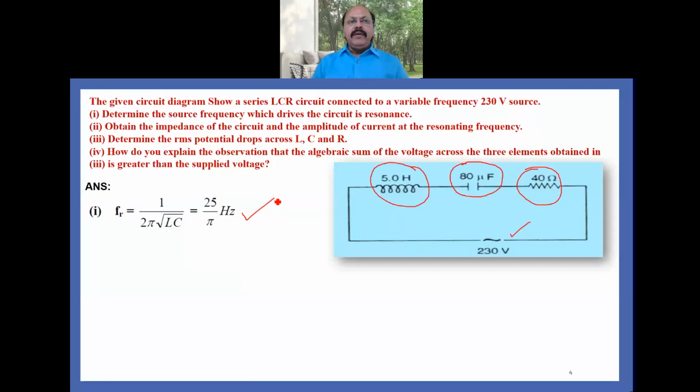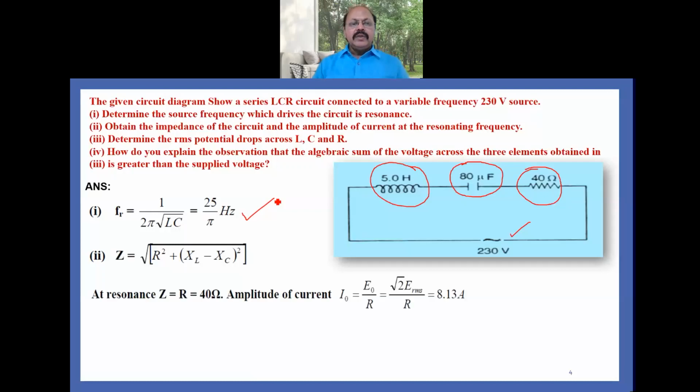Now in the second part, obtain the impedance of the circuit and amplitude of the current at resonant frequency. You just learned that at resonance the impedance is equal to the resistance, that is XL minus XC equal to 0, and the current is maximum. So impedance Z equal to under root R square plus (XL minus XC) whole square. At resonance Z equal to R, and R is given as 40 ohm.